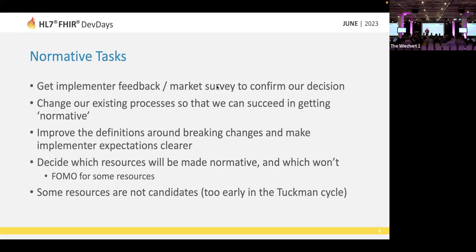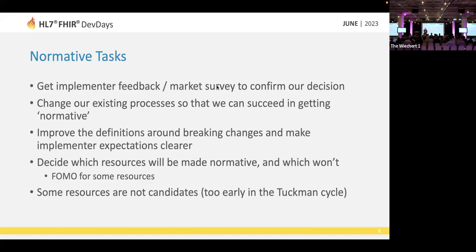And yes, that has risks, totally has risks. But the converse risks become more real as we go on. So we have to go back and actually revisit some of our norms and change the way we think about FHIR. And we need to improve the definitions around breaking changes and make it clearer, the expectations for implementers. We've had a couple of sessions that have made the need for that clear. At some stage, this is an enormously long list of things to do, but we need to do that. We do need to decide which resources we make normative.